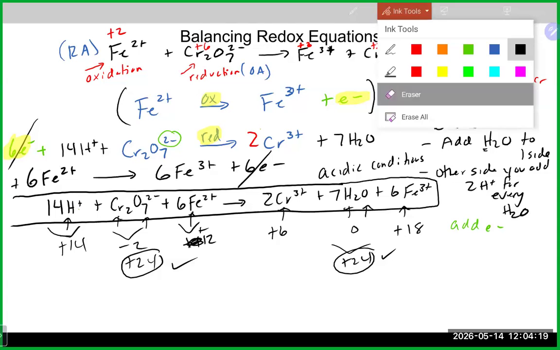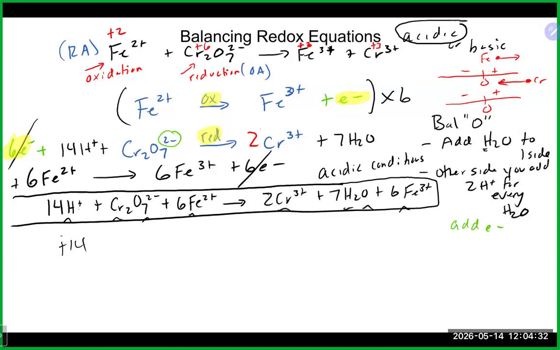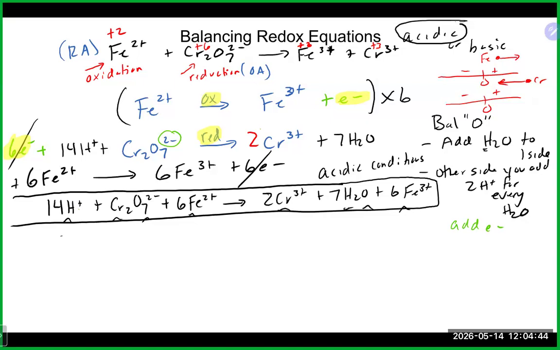Now, what happens if we wanted to balance this thing in basic conditions? Well, if we wanted to balance it in basic conditions, there are a couple different ways you could do it, but probably the easiest way is you do exactly what we just did there. So you basically just balance it in acidic conditions. And at the end, after you balance it in acidic conditions, you can then turn it into basic conditions. So I'm just going to rewrite the equation underneath it here. That's the acidic equation.